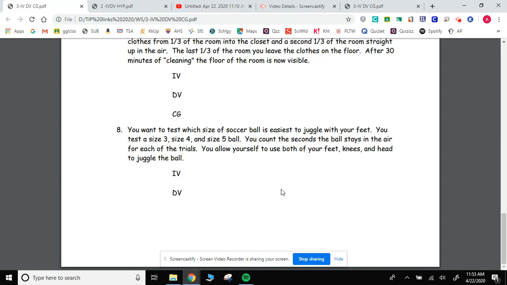And just to talk about constants, some constants you would have would be the fact that you can use your feet, knees, and head. You would probably try to do it in the same location, the amount of light, and that sort of thing. So anyway, that's that.